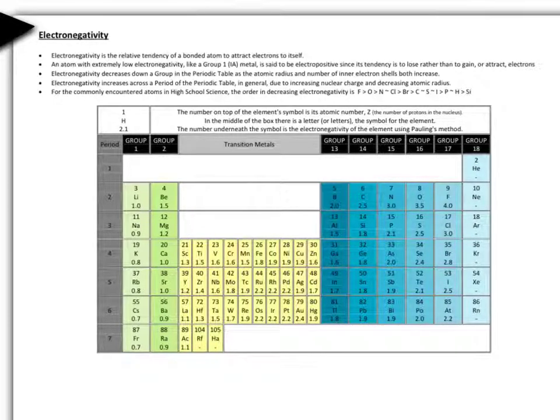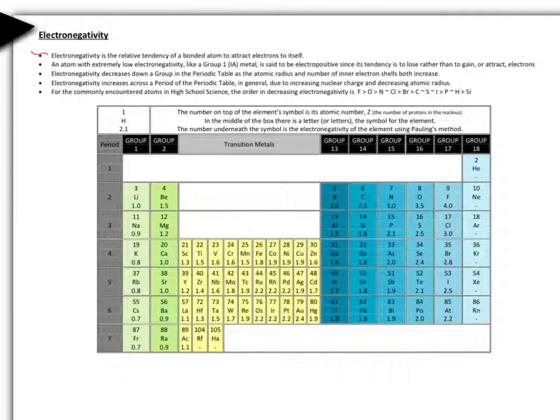Okay, so let me explain to you how we use electronegativity in identifying whether bonds are polar or nonpolar. The first thing you need to know is the definition of electronegativity. It is the tendency of an atom to attract electrons to itself. So basically, it's the attraction of electrons.